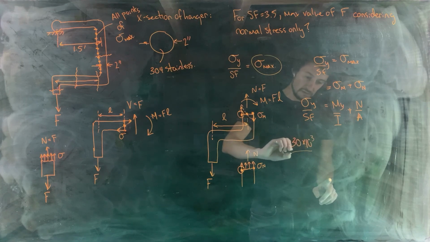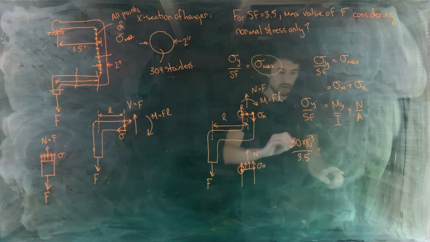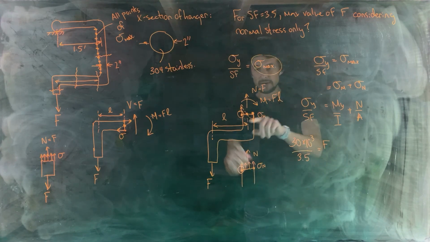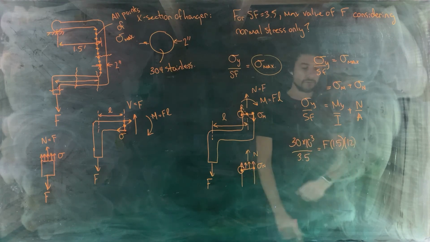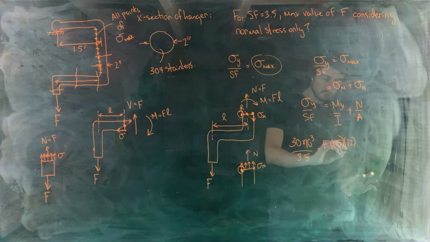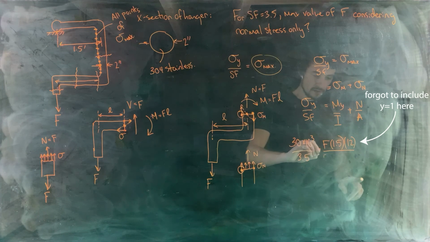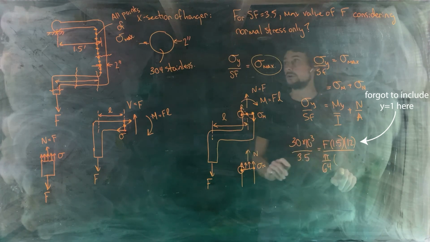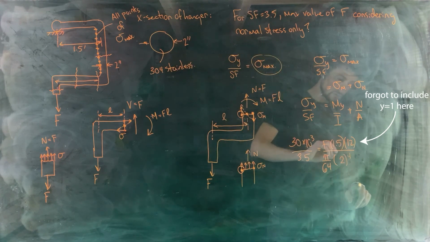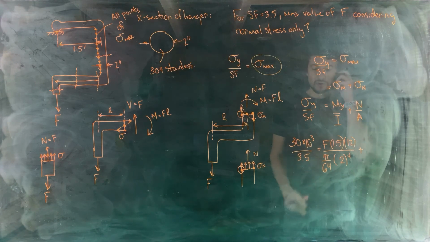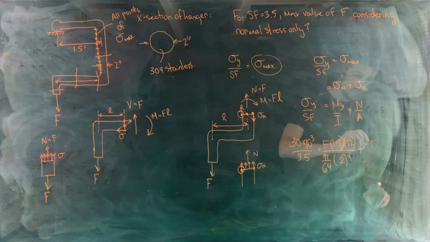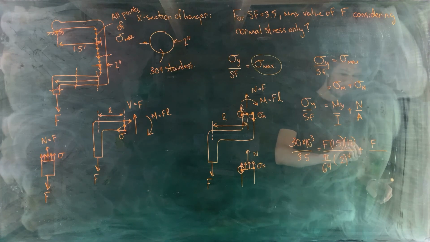So 30 times 10 to the 3 divided by our safety factor of 3.5 is equal to our internal moment, which is going to be F, our unknown force F, or the force that we're trying to find, multiplied by distance L, which is 1.5 feet. And then we want to change that feet into inches. So we're going to multiply by 12 because we want pound inches, PSI for equations involving stress. And I here, pi over 64 d to the 4th power. What was our diameter? It was 2 inches. D to the 4th power. Plus our internal normal force, which is equal to F as well, divided by our cross-sectional area, pi over 4 d squared. Okay.